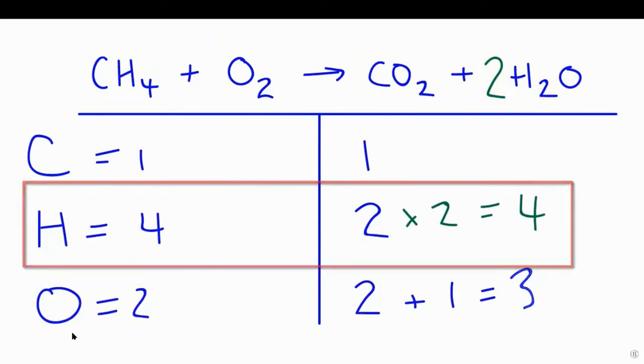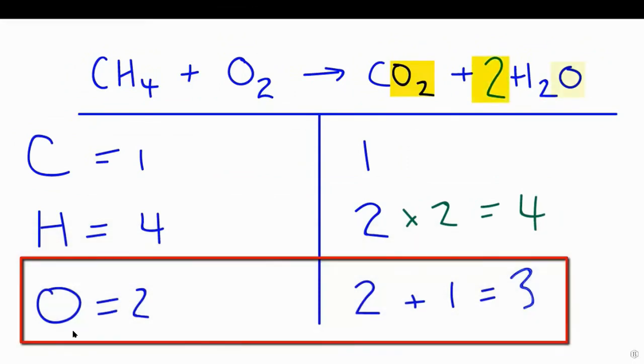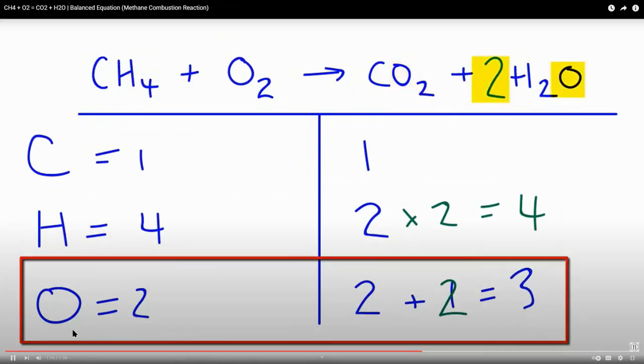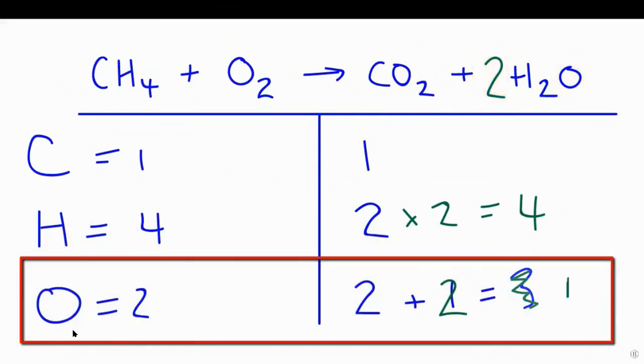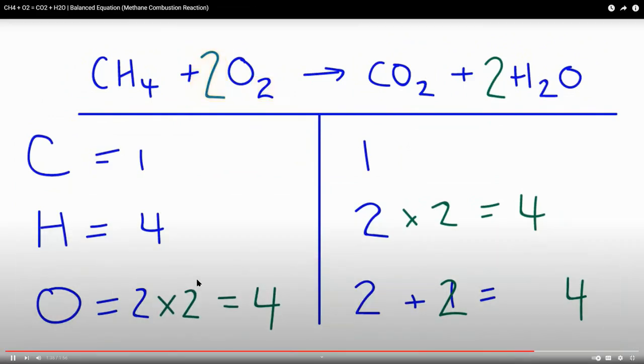The problem is, though, that I still have the 2 oxygens with the carbon dioxide, but now I have the 2 times the oxygen. So this becomes 2, which means 2 plus 2. I have a total of 4 oxygens on the product side. I go back to the reactants and I put a 2 right here. 2 times 2 equals 4. And now all of the atoms on each side are balanced. I have the same number of each atom on each side of this equation.